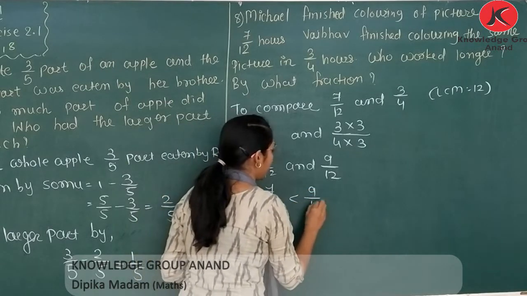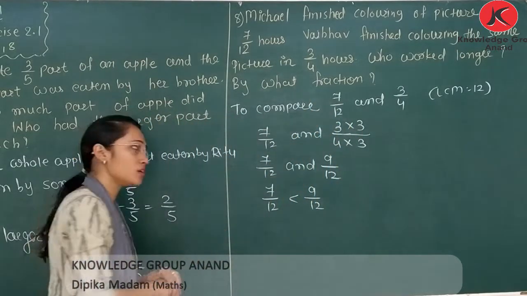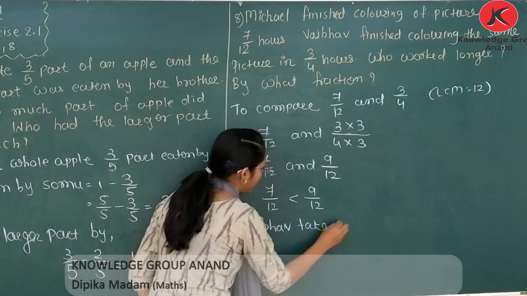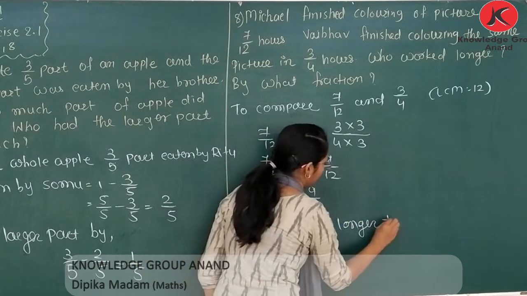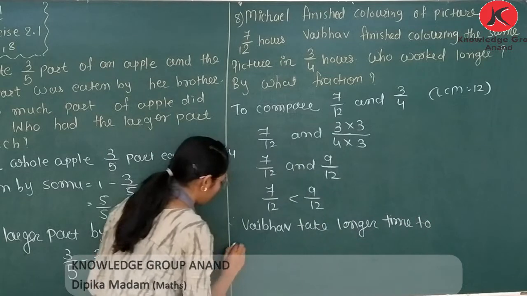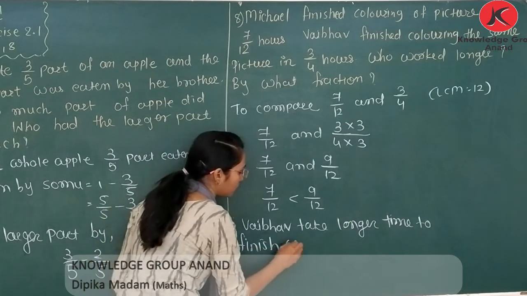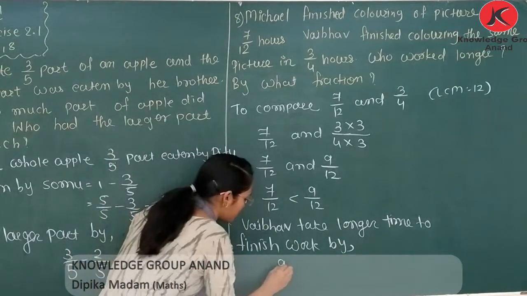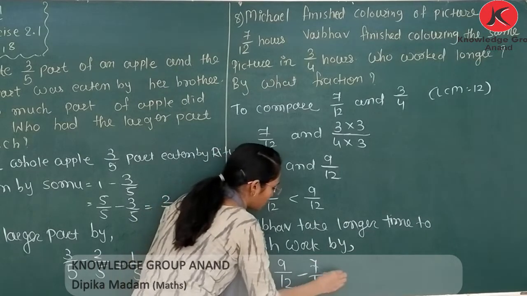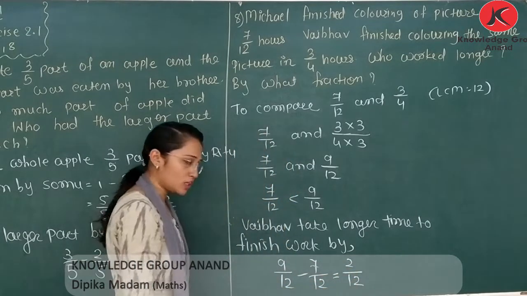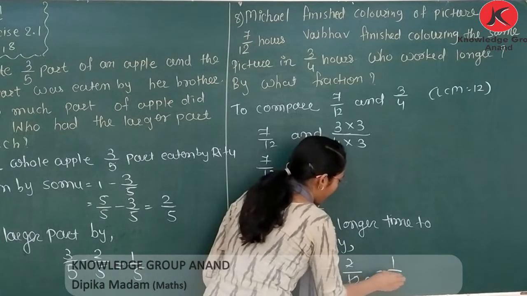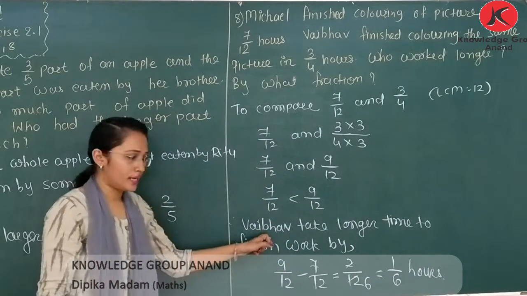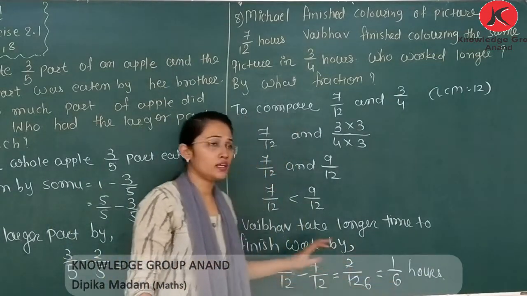Obviously 9 by 12 is greater. It means the time taken by Vaibhav is longer. So Vaibhav takes longer time to finish the work. By how much more time did he take? That is 9 by 12 minus 7 by 12. It is 2 by 12. You can cut the common factor. 1 by 6 hours. It means Vaibhav takes 1 by 6 hours more than Michael.